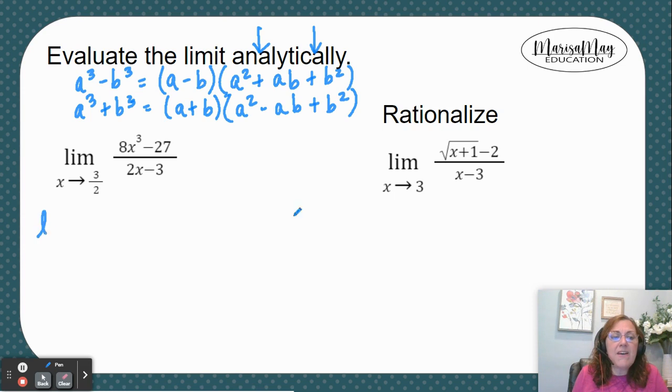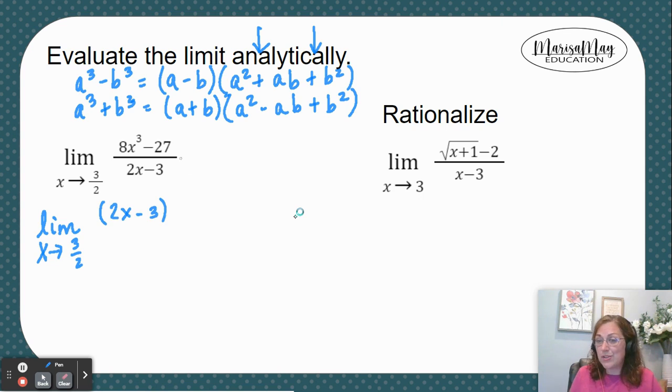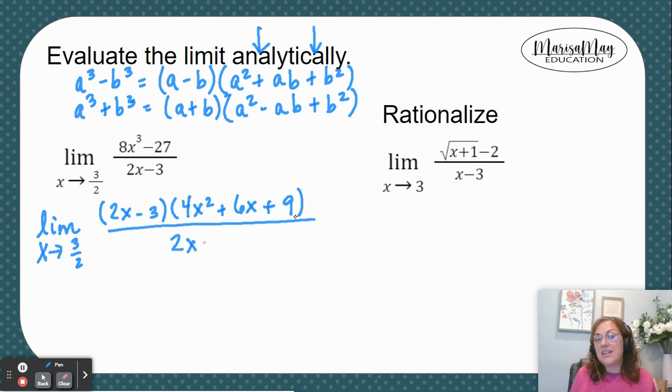So if I am factoring this 8x cubed minus 27, then to make my little parentheses, that would be 2x minus 3. Notice I took just the cube roots of those. Times the big parentheses would be 4x squared plus 6x plus 9. And the whole idea is that we needed that 2x minus 3 to cancel, and it does. That's good. So I'm left with the limit as x approaches 3/2 of this 4x squared plus 6x plus 9.